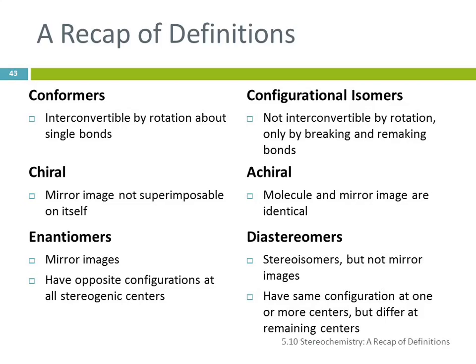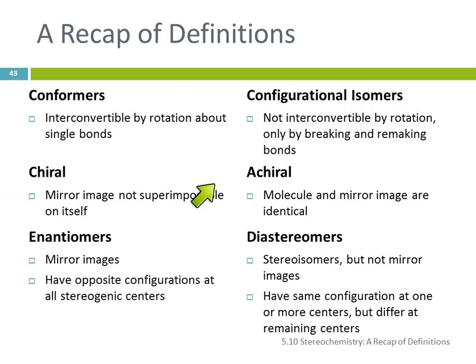Okay, so this is another section. I'm just going to leave it in here. This is a recap of definitions. This might be a helpful thing to keep handy. So, conformers. Conformers, you can change them into each other just by rotating around single bonds. Configurational isomers, you cannot convert them into each other by rotating. You have to break and remake bonds. So these are different substances.